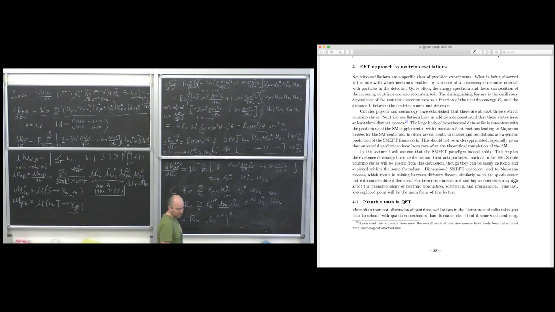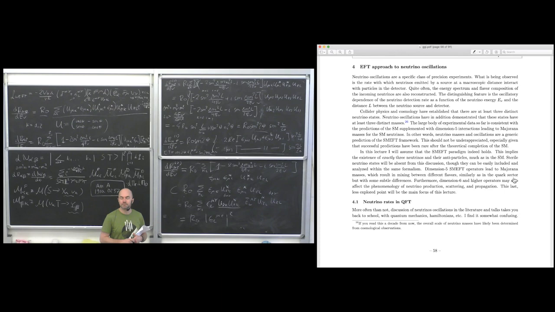Let me also comment on one last thing: what happens when you have new physics in detection also. Where are we? Zero length oscillations. Okay, we are on the last page here. Are there any questions about this calculation?